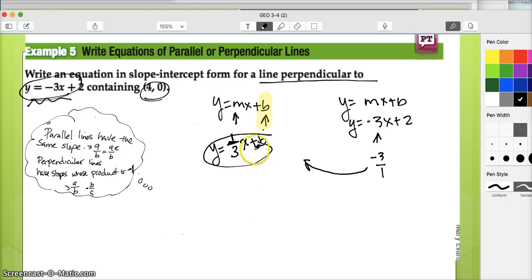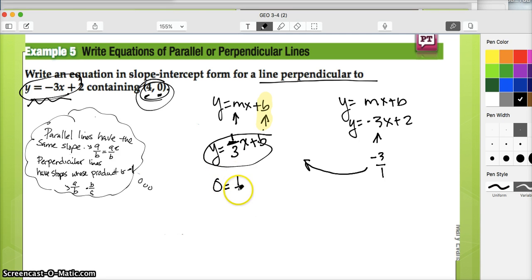And we're going to find the y-intercept, and we'll do that by using this point. How can we use this point? Well, you know that this is just one of the solutions to this equation. Where x is equal to 4, y has to be equal to 0. So what we're going to do is plug in those values and solve for b.